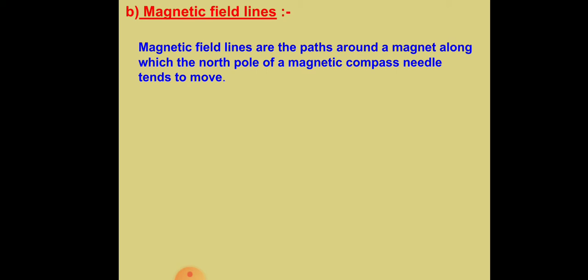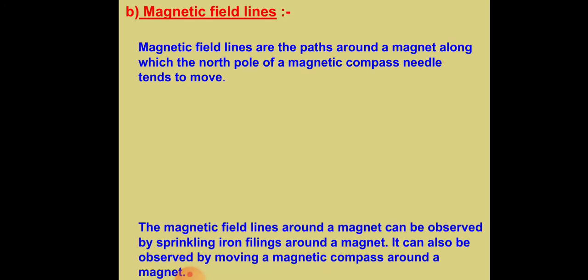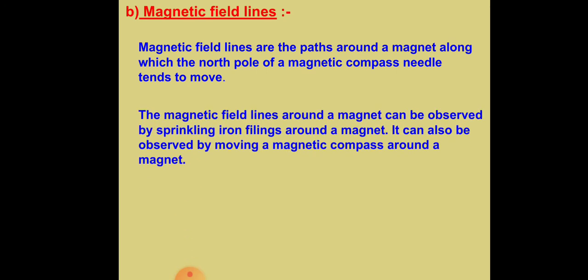There are two ways of obtaining the magnetic field lines. The first is by sprinkling iron filings around a magnet, and the second is by moving a magnetic compass around a magnet to observe the magnetic field. Let us see how to do both activities.